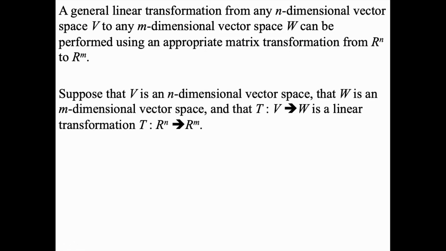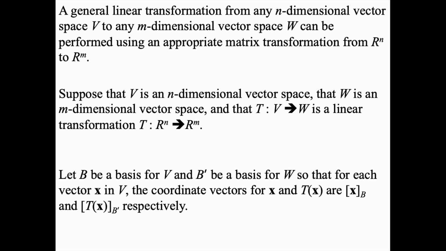So suppose that V is an n-dimensional vector space and that W is an m-dimensional vector space, and that the transformation T takes us from vector space V to vector space W, and that's going to be a linear transformation. Hence, it'll be from n space to m space. And we know that this result could be achieved by matrix multiplication, paying attention to compatibility. Now, let capital B be a basis for vector space V, and capital B prime is going to be a basis for vector space W.